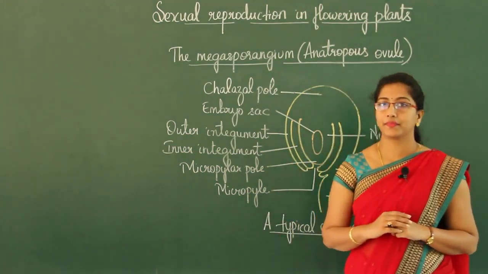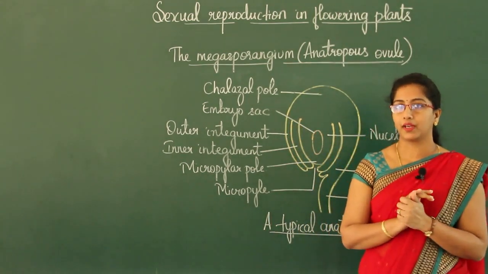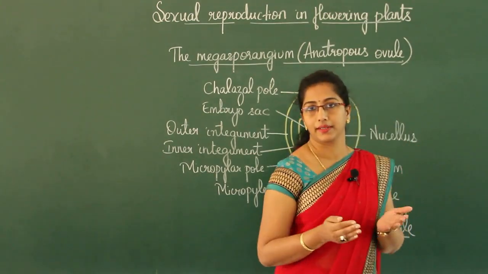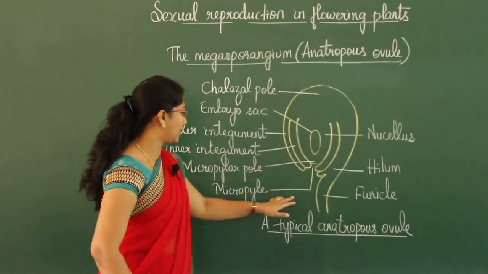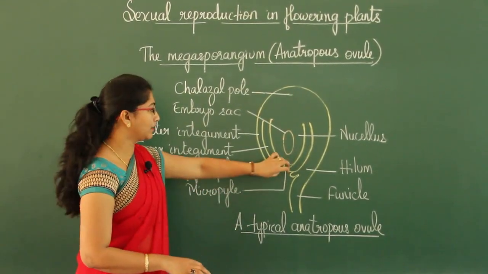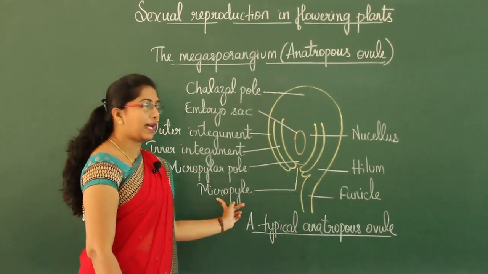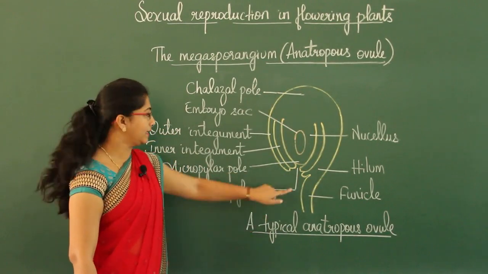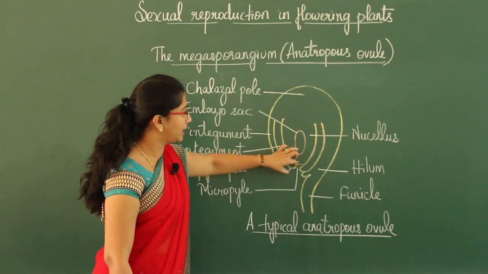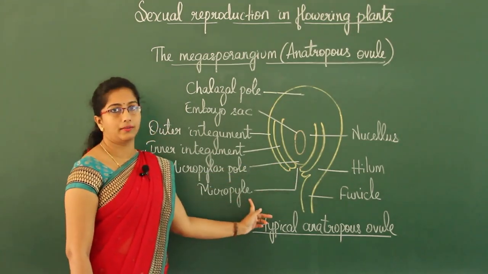Now if you observe these integuments, they are not covering the whole body. You can see that in one region they are not covering, and that part we call micropyle. So micropyle is the opening, the place where the integuments are not meeting. Here you can see the integuments are not fully joining, so there is a gap, an opening, which we call micropyle.